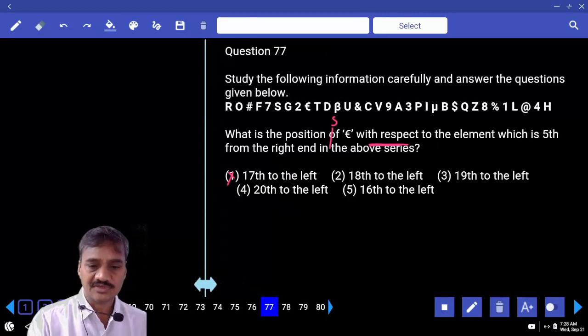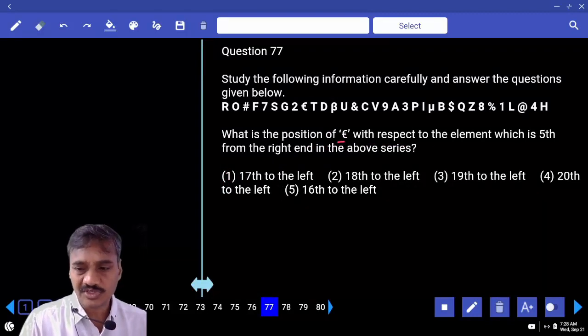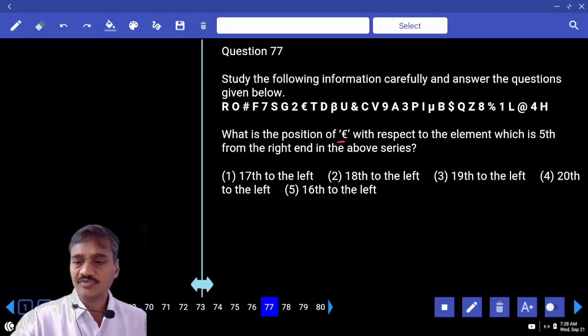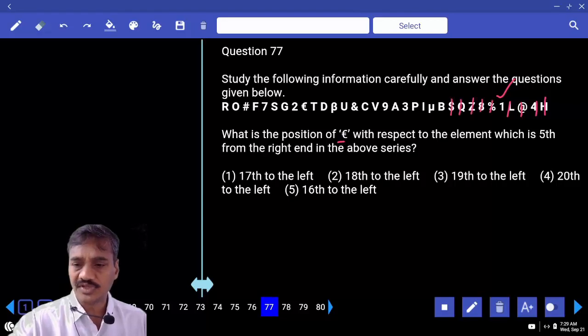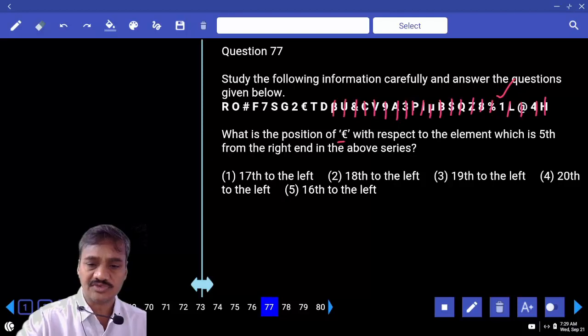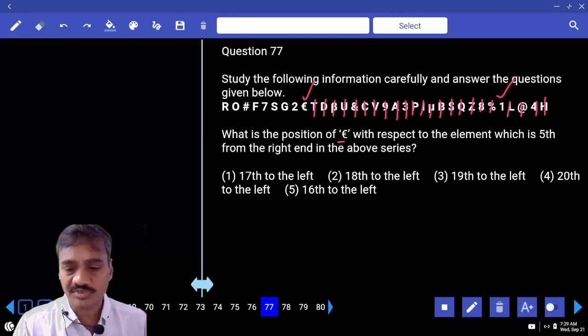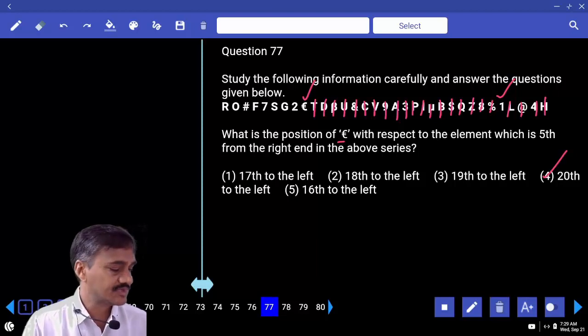Then in this 77 sequence, what is the position of this euro with respect to the element which is fifth from the right hand? Fifth from the right hand, 1, 2, 3, 4, 5. From this one, what is the position of this euro? Where is euro here? 1, 2, 3, 4, 5, 6, 7, 8, 9, 10, 11, 12, 13, 14, 15, 16, 17, 18, 19 and 28th from the left hand. Now 28th from the left hand, that is choice 4, question number 77.